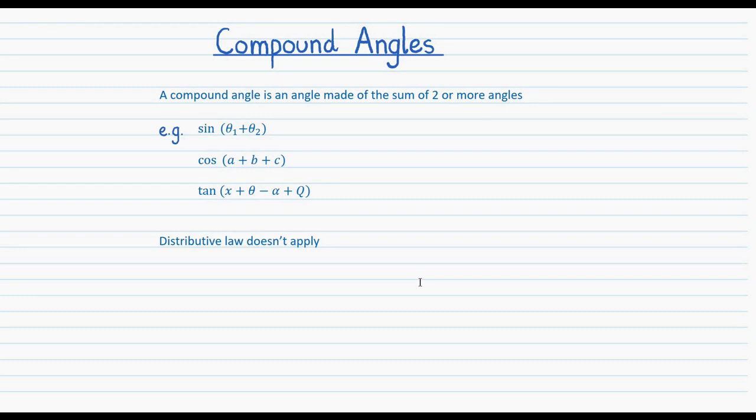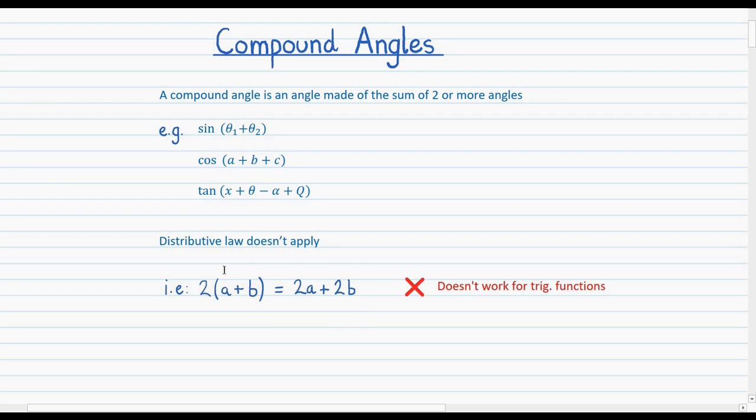And what's the distributive law? The distributive law says that multiplying by a group of numbers added together is the same as doing each multiplication separately and then adding them. So for example, when multiplying 2 times the bracketed terms of A plus B, by applying the distributive law, you can get it as being equal to 2A plus 2B. But this doesn't work for trig functions, such as sine, cos, and tan.